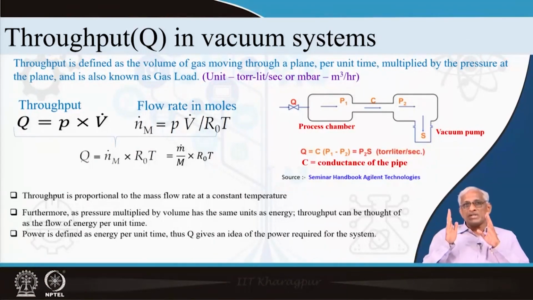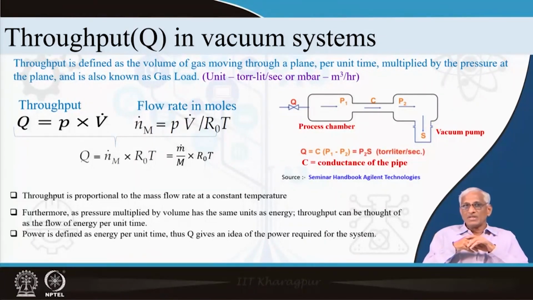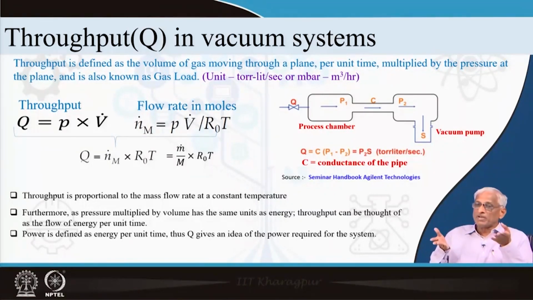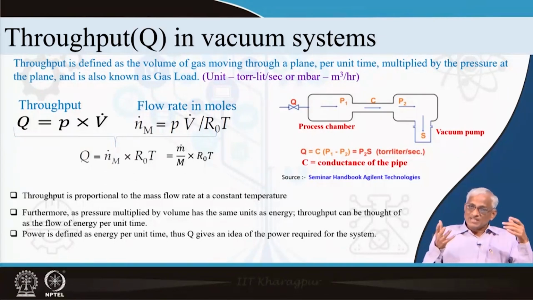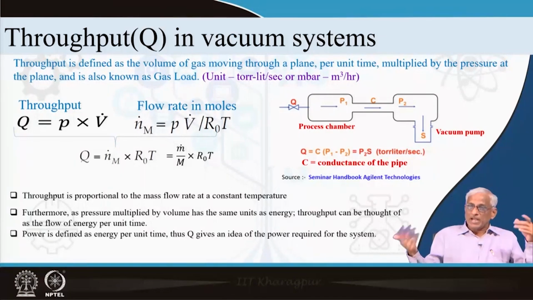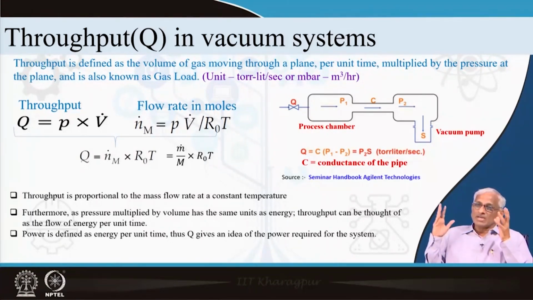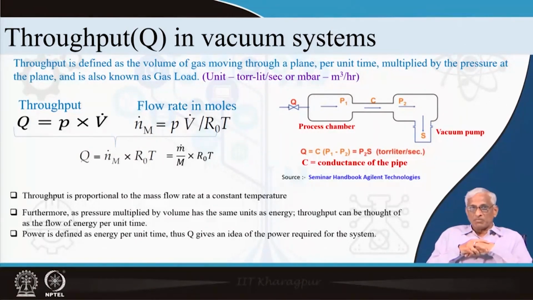So, if PV represents energy, what does PV dot represent? Rate of energy. So, that is power. From throughput, which is nothing but P into V dot, you can get a feel of the powers involved. What do you mean by power in a vacuum system? It is the motor power finally, how much rate of energy is being spent to get this vacuum level. So, that way throughput is also important in understanding the type of energy input or power input required for that process.